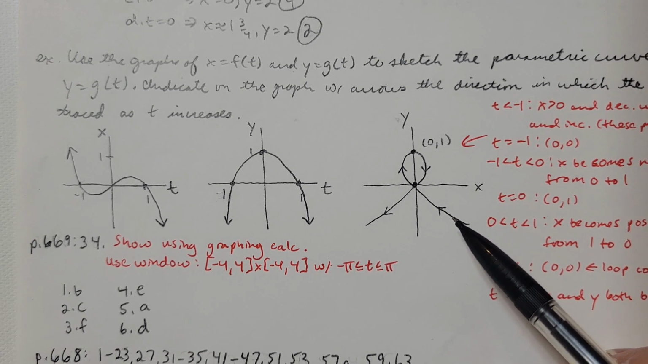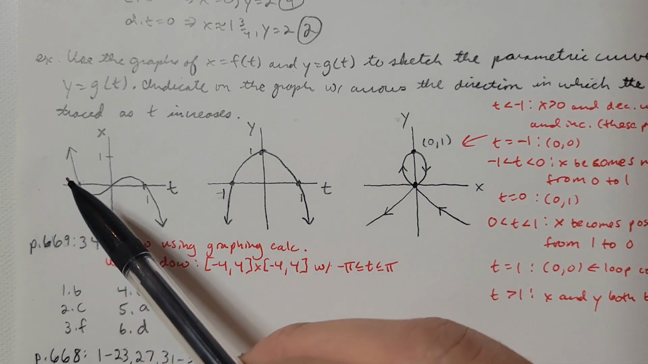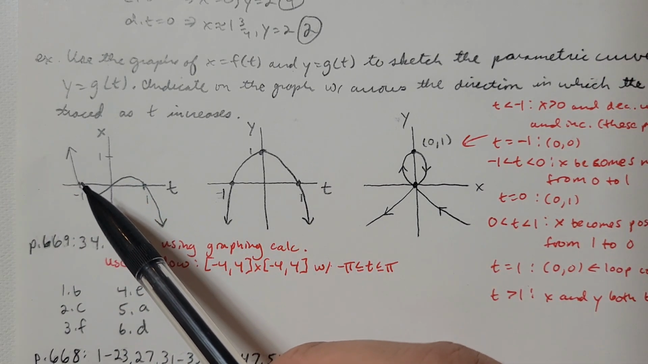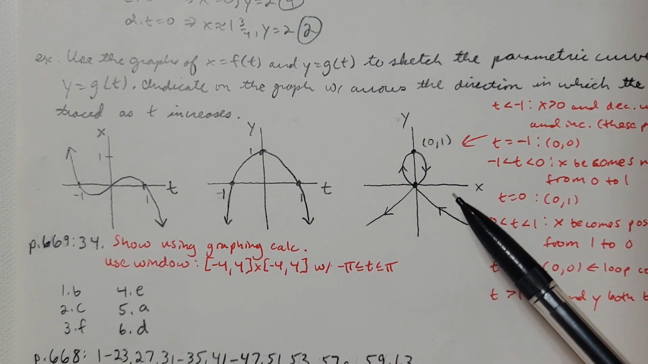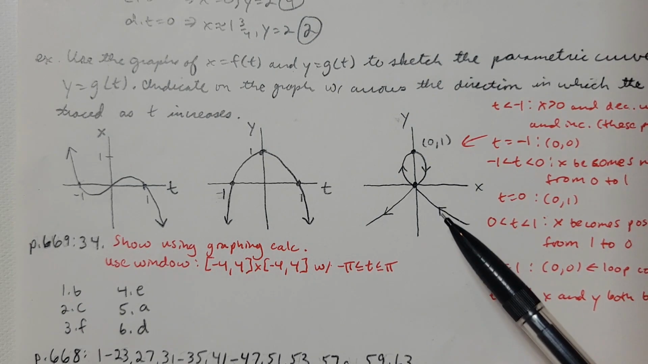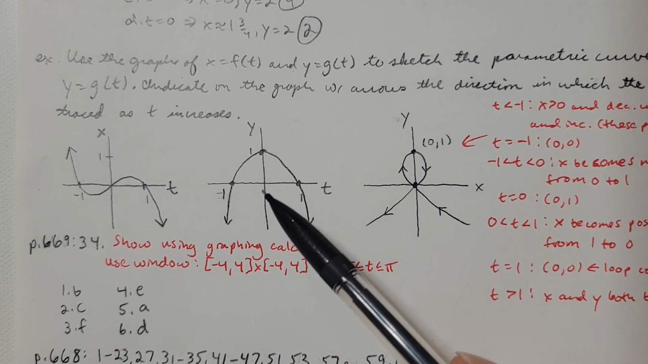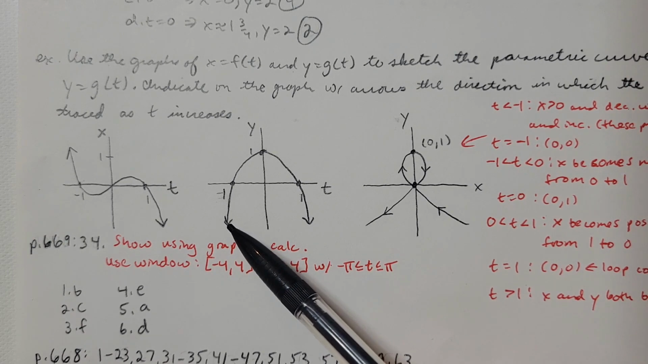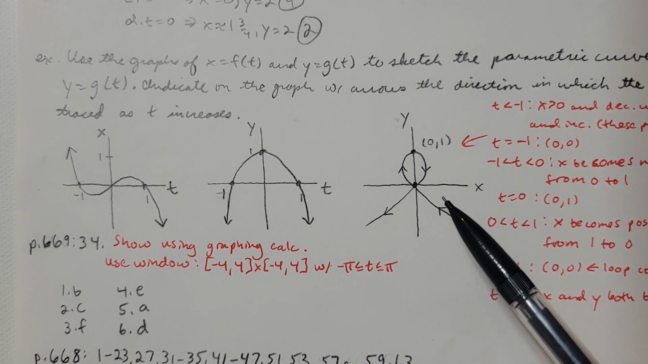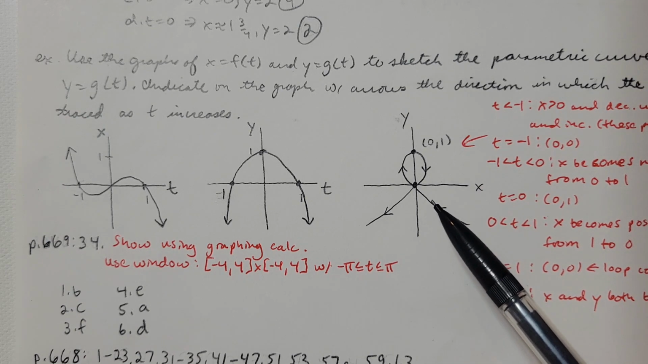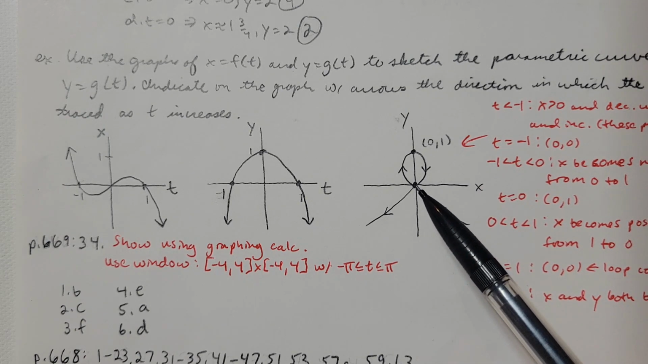Okay, now I said that x is a positive number and is decreasing, so I'm going to be getting closer to the origin, and y is a negative number and it's increasing. Well, that means that I'm going to be decreasing, but while I'm decreasing, I'm also heading upward, getting closer to the origin.